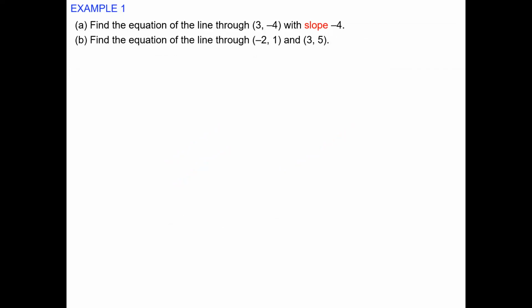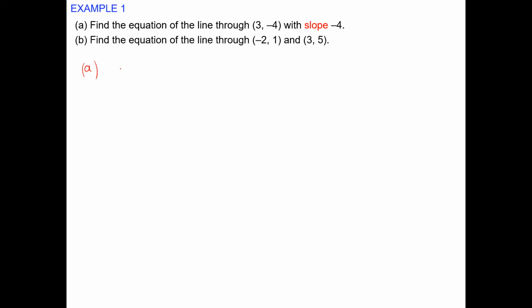Okay, so now let's see just a couple of applications, couple of questions. Okay, example number 1. Find the equation of the line which goes through the point 3, -4 with the slope -4. And then part B, find the equation of the line which goes through 2 given points. Okay, really quick, almost no thinking.